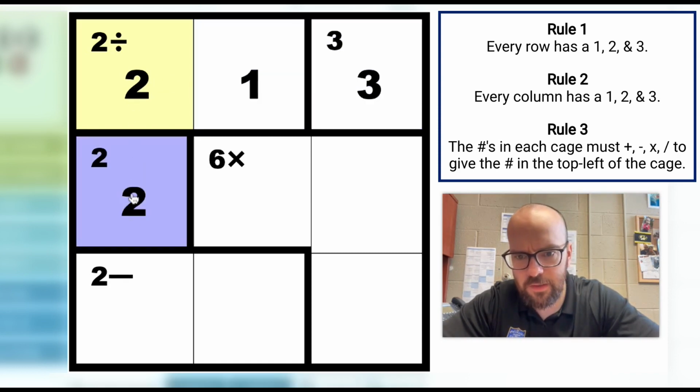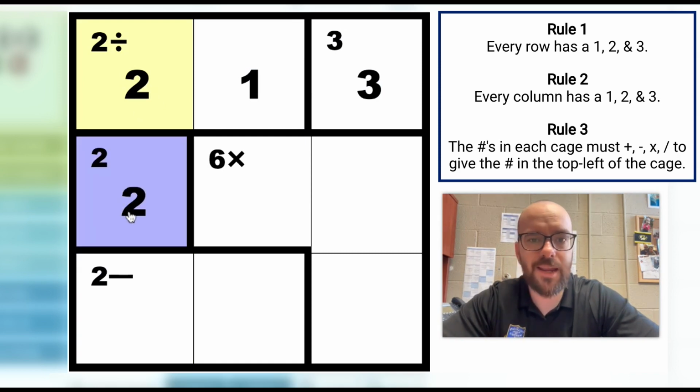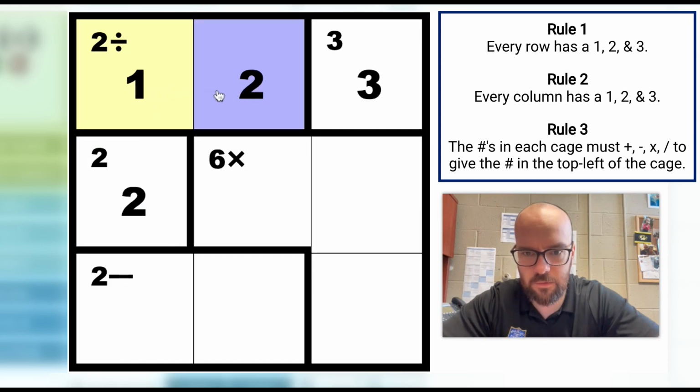And then let me get this column. Well, if you look, I've got a 2 and a 2. I can't have two 2s in the same column. I've got to have a 1, a 2, and a 3. So I've got some mistake here. I think, though, I can take these two and I can switch them around. Let me make that a 1 and that a 2. I've still got a 1, 2, and a 3 here. And now I've got a 1 and a 2. So I'm good there still.